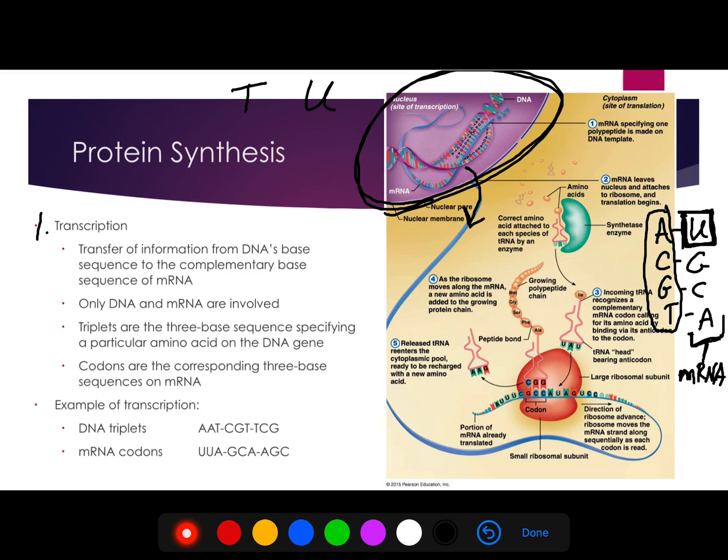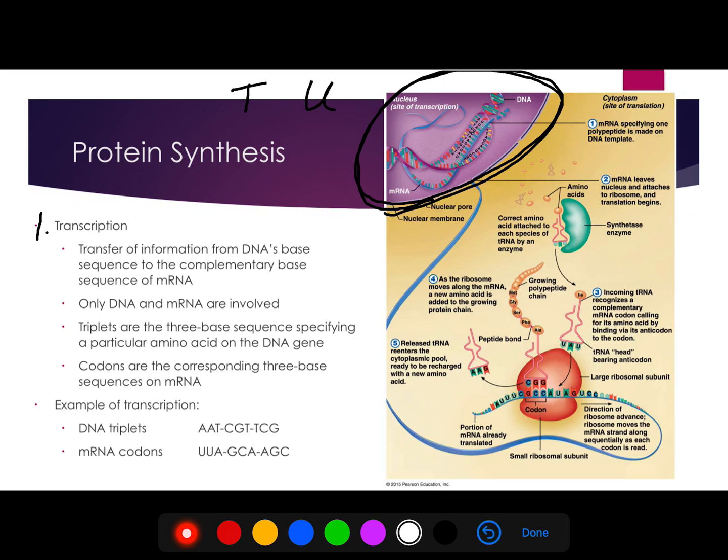So whenever I told you guys earlier, let me see if I can clear some of this out of here. I told you guys that we have triplets in our DNA, right? So let me just make up another strand of DNA.